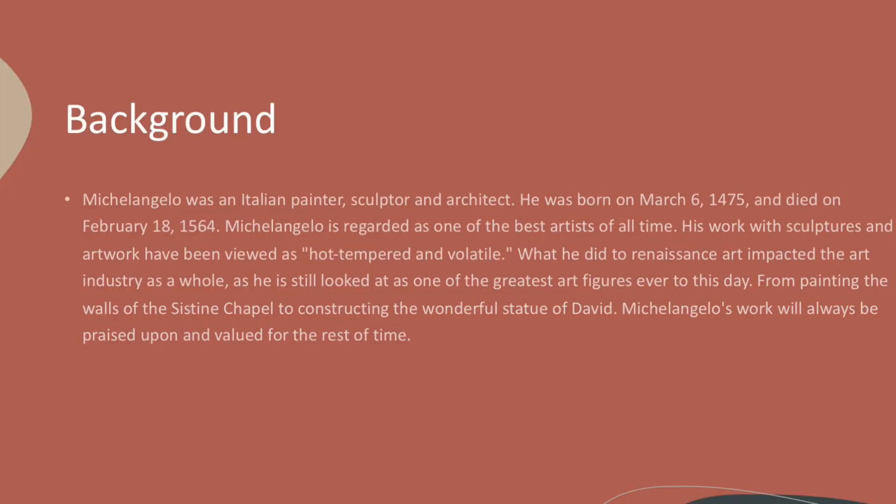So, some background information on Michelangelo. He was an Italian painter, sculptor, and architect. Michelangelo was born on March 6, 1475, and died on February 18, 1564. He is regarded as one of the best artists of all time. His work with sculptures and just artwork in general have been viewed as both hot-tempered and volatile.